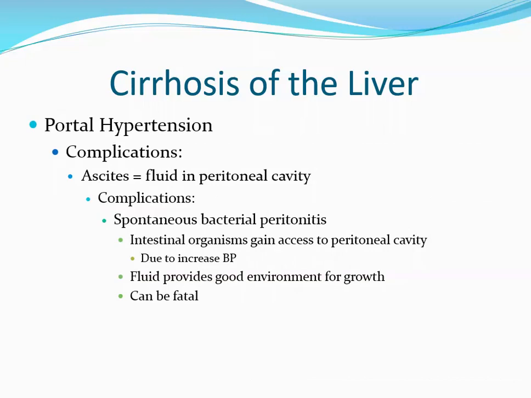Complications of ascites would be spontaneous bacterial peritonitis. Intestinal organisms gain access into the peritoneal cavity, also due to this increase in blood pressure. All of this fluid in the peritoneal cavity acts as a large petri dish and breeding ground. It produces a perfect environment for the growth of these organisms. This can be a fatal consequence of ascites.